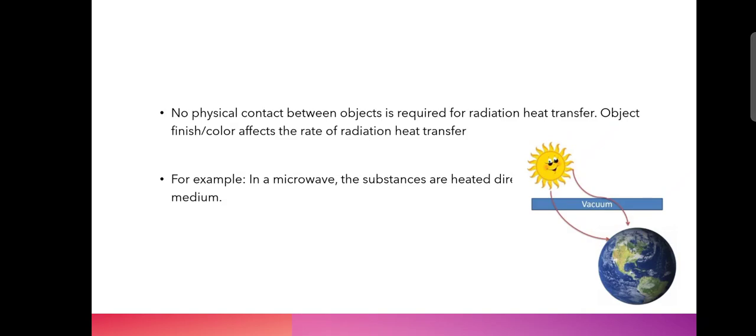The finish or color of an object affects the rate of radiation heat transfer. For example, in a microwave, the substances are directly heated. You can see in the image the vacuum, where the sun lights up the whole earth.